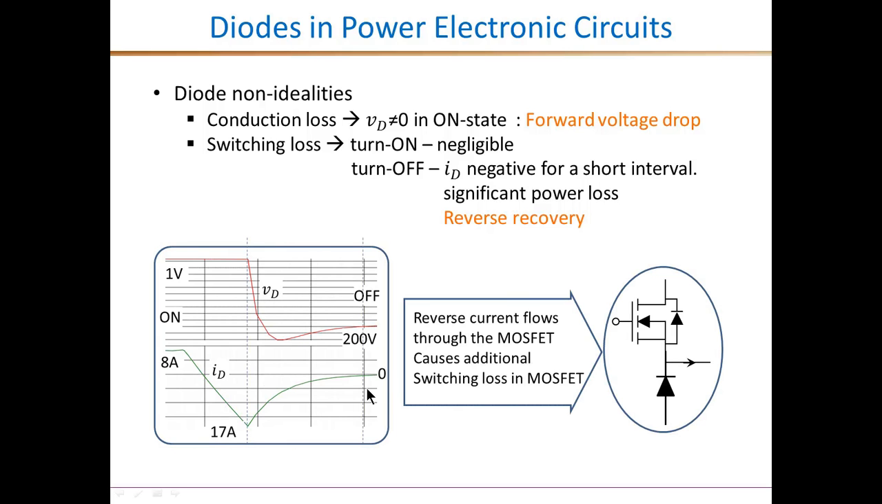So it's not just the switching power loss in the diode. The reverse recovery current, this large negative current, also results in higher than the normal current at the MOSFET at the instant of its turn on, adding to the turn on switching losses of the MOSFET as well.